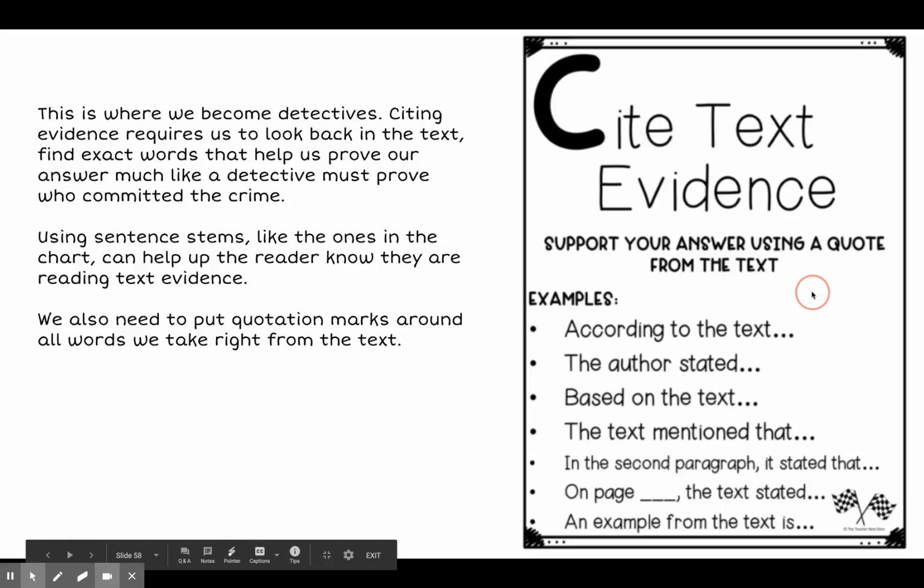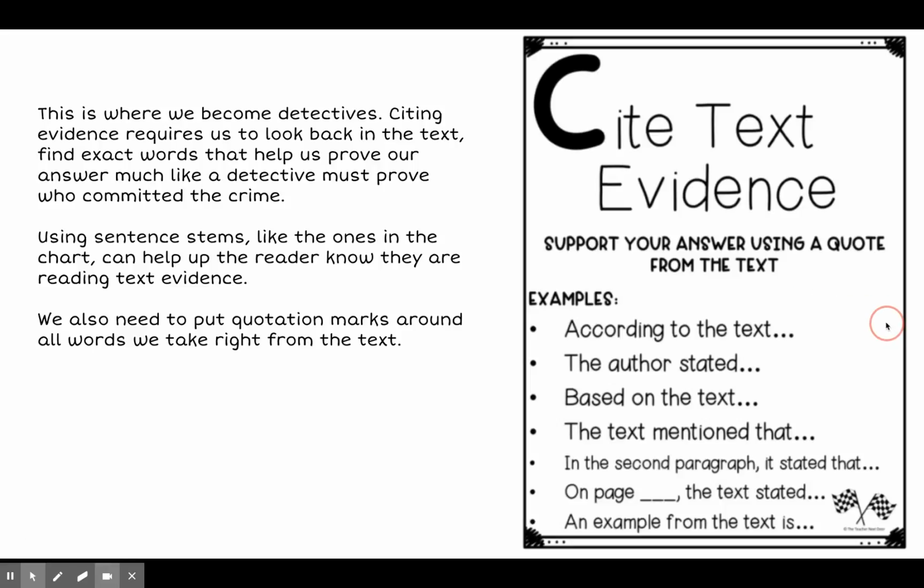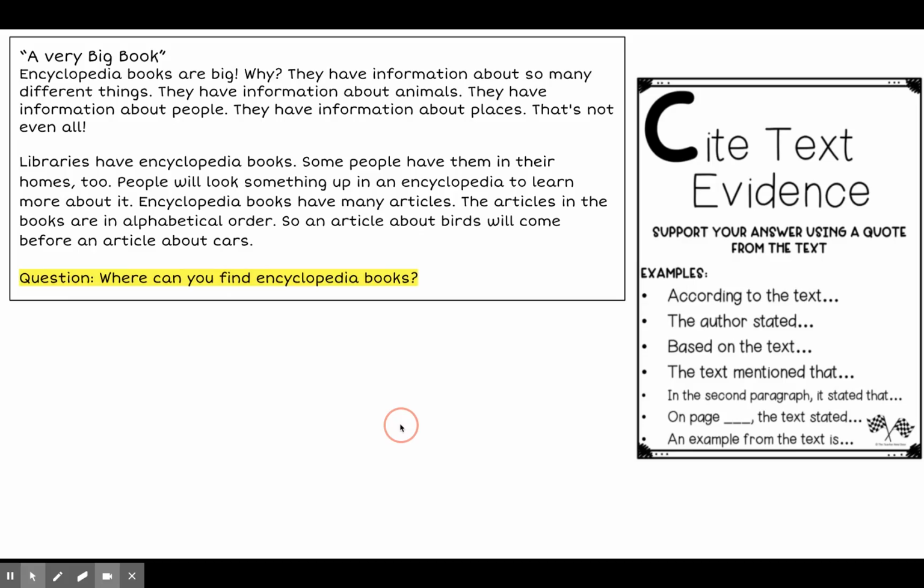So it says, support your answers using a quote from the text. So we could use a sentence stem like according to the text, and then we'll add our quote. Or the author stated, based on the text, mentioned that, in the second paragraph, it stated that, on page blank, the text stated, an example from the text is. So we have lots and lots of options, and these aren't the only ones. So let's practice this skill a little bit.